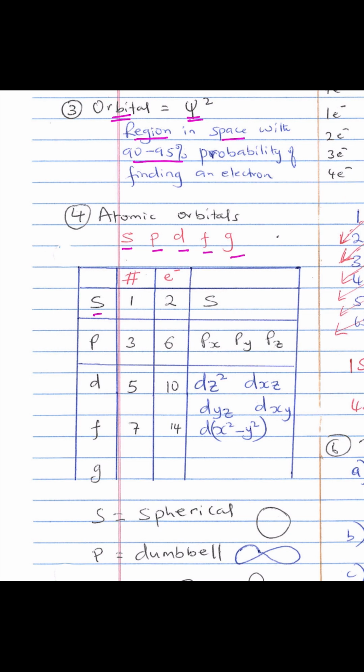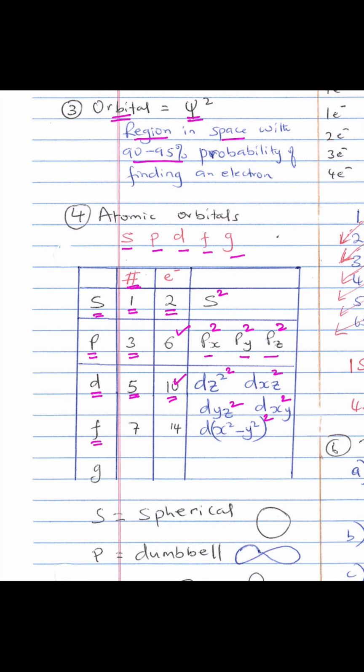The s orbital has only one type, and each orbital can be occupied by a maximum of 2 electrons, so that means s can have a maximum of 2 electrons. The p orbital has 3 types, px, py, pz. Each of those can be occupied by a maximum of 2 electrons. That gives you a total of 6 electrons. D orbitals has 5 d orbitals, and each of them can be occupied by a maximum of 2 electrons. So 2 times 5 gives you 10 electrons.